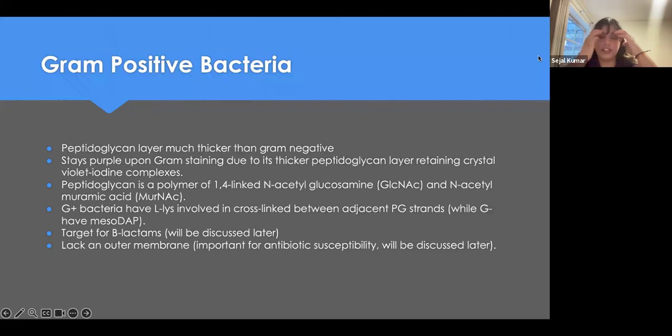So gram-positive bacteria, their thicker peptidoglycan cell wall basically makes them a bigger target for beta-lactams than gram-negative bacteria. These are antibiotics that we'll discuss in a bit. And these also lack an outer membrane, as I said before, and that's also important in terms of antibiotic susceptibility, which we'll talk about a bit later as well.